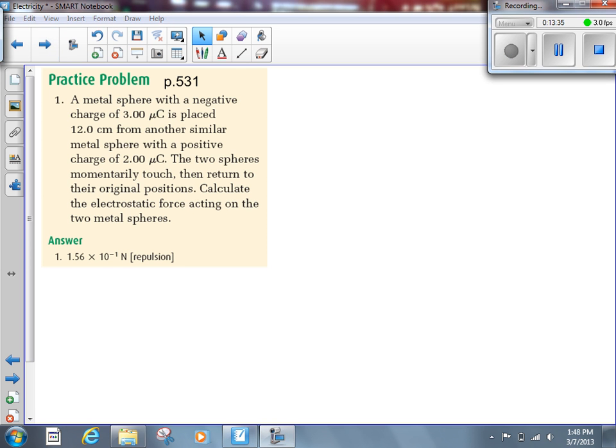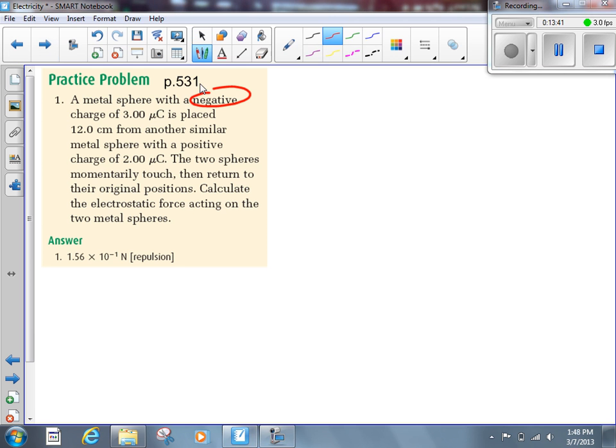All right, let's take a look at this one. Metal sphere with a negative charge, negative, first of all, of 3.00 microcoulombs, odd units there, 12 centimeters, also odd units, microcoulombs, odd units. We want to find the force. They touch each other. That's kind of important as well, that they touch each other, because that tells us that we're not going to use the charges that are given to us on the sheet. What's the force?